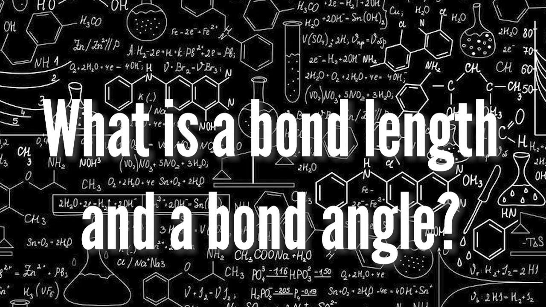Question number 25. What is a bond length and what is a bond angle? The bond length is the distance between the nuclei of two covalently bonded atoms. If there are more than two atoms in a molecule, they form angles, and the angles between the atoms are called the bond angle. It can be anything up to 180 degrees.